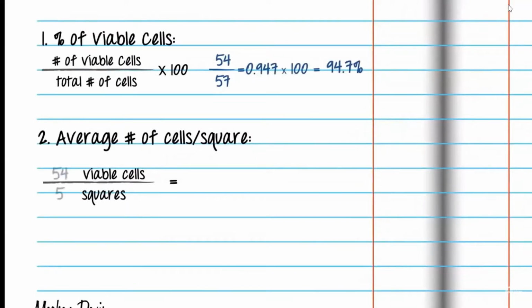Next, let's determine the average number of cells per square. We counted 54 viable cells. We divide 54 by 5 because we counted in 5 squares. The average number of cells per square is 10.8 cells.